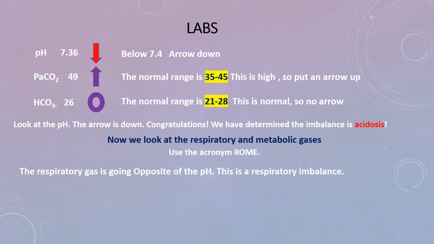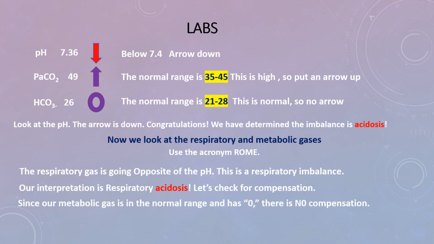Use the acronym ROAM. The respiratory gas is going opposite of the pH, so we know this is a respiratory imbalance. Our interpretation is respiratory acidosis. Now let's check for compensation. Since our metabolic gas is in the normal range and we have a bullseye, there is no compensation.